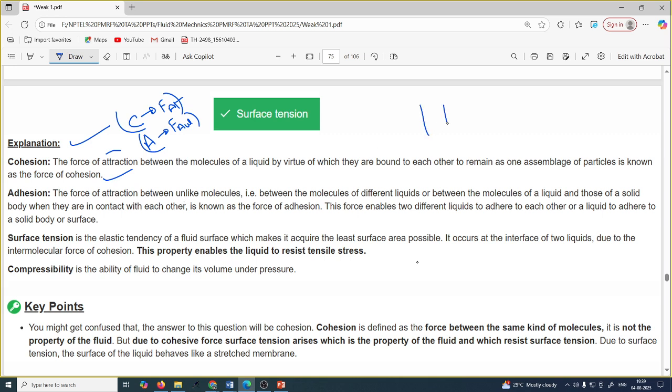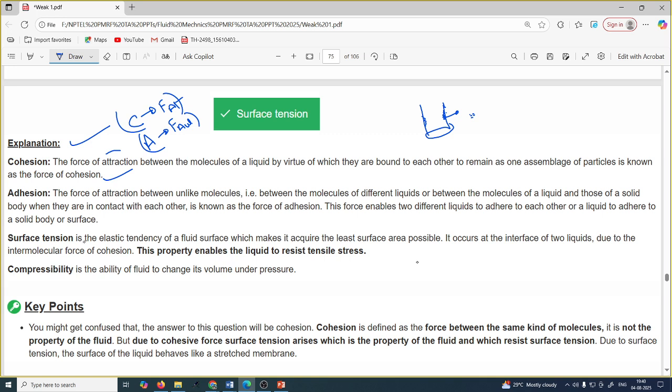Like in the glass, as you can see, some water molecules are already attracted. So between the glass surface and water the adhesion force works, but between the water molecules the cohesion force works. This is the example. This force enables two different liquids to adhere to each other, or a liquid to adhere to a solid body surface. So here is an example of adhesion force as I am telling.